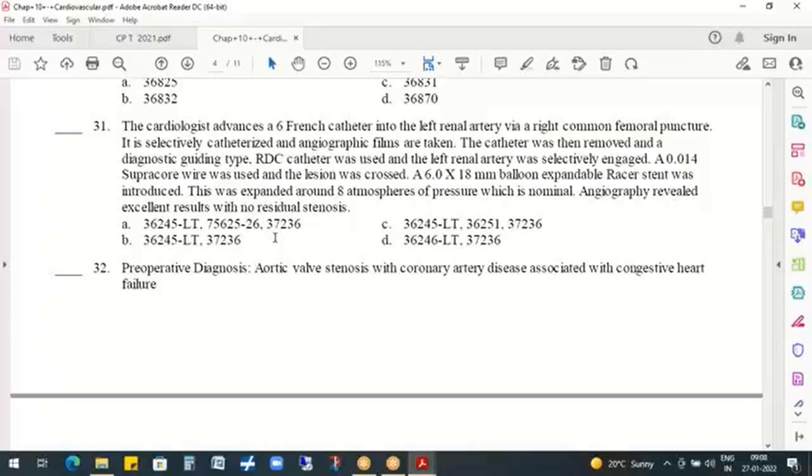Is that the procedure performed? 37236. Yes, 37236 is the procedure performed. You can see, except for lower extremity, for occlusive, cervical, carotid, intrathoracic, open or percutaneous. If it is not performed, then you can see 36251.